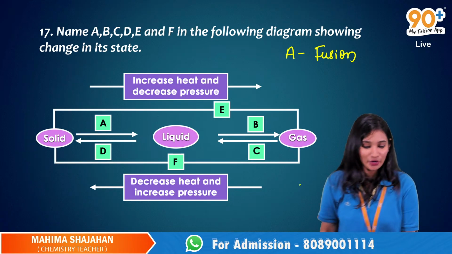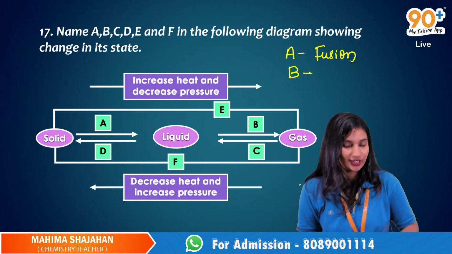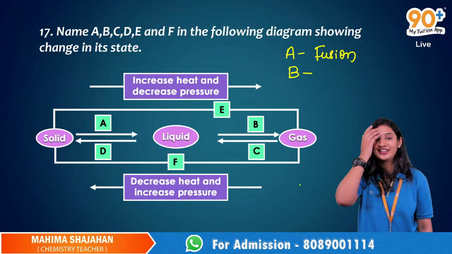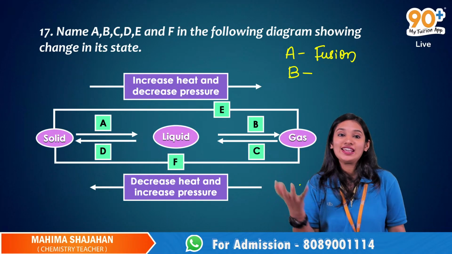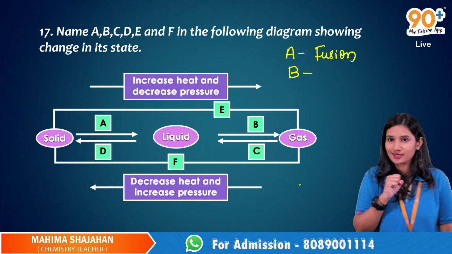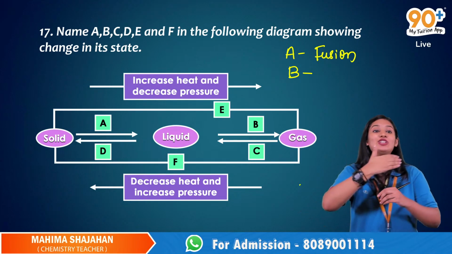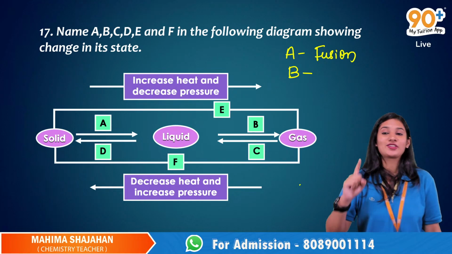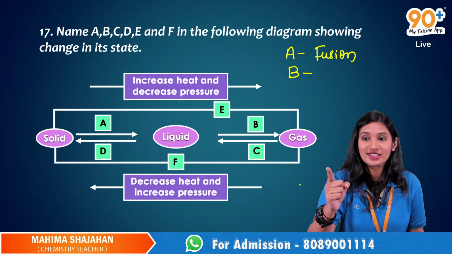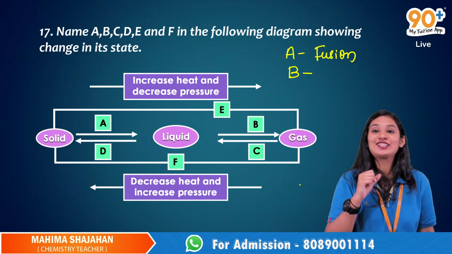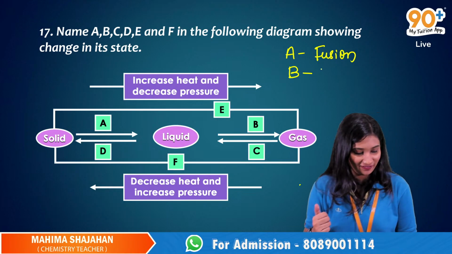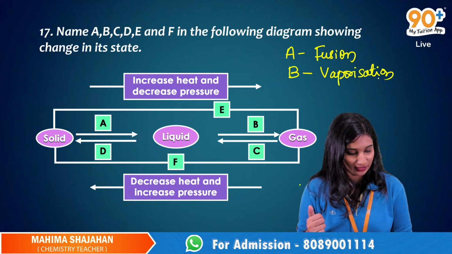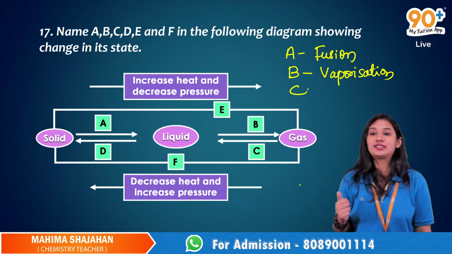Now, what about B? What happens in B? Here, liquid is converting into gas. The process of converting a liquid into gas is called what? It is called vaporization. Very good. Perfect. Now what about C?